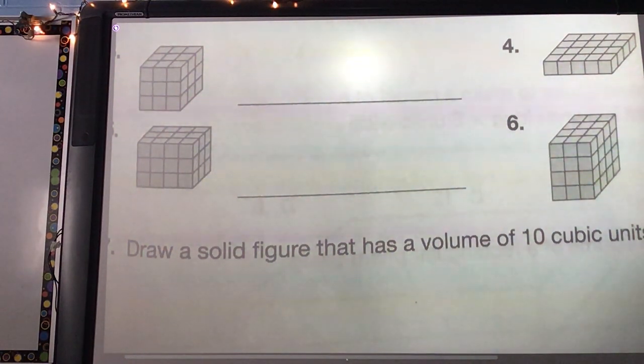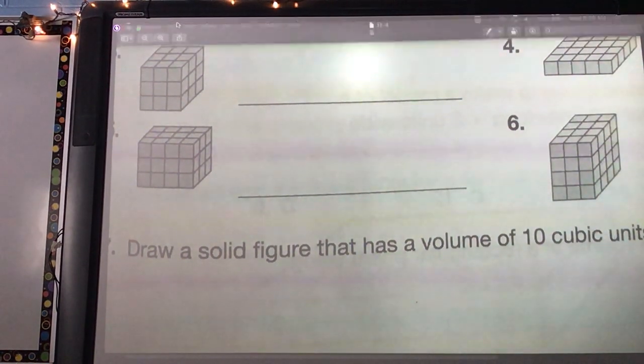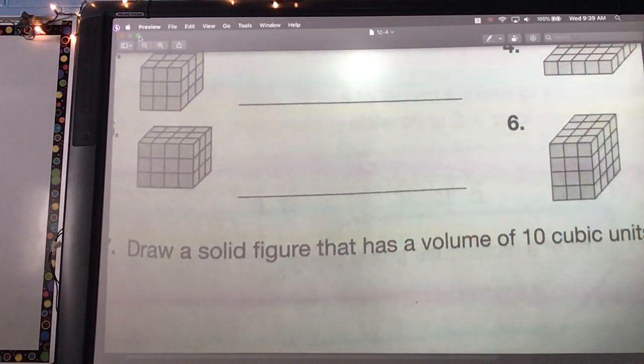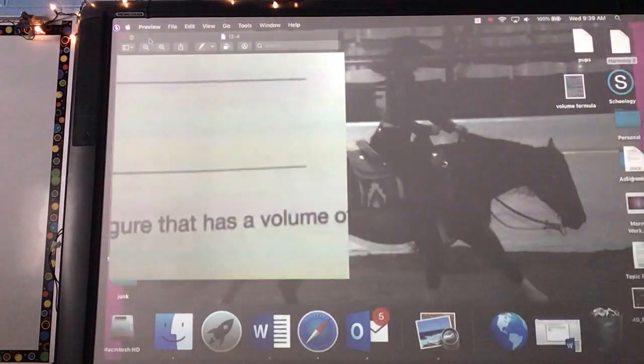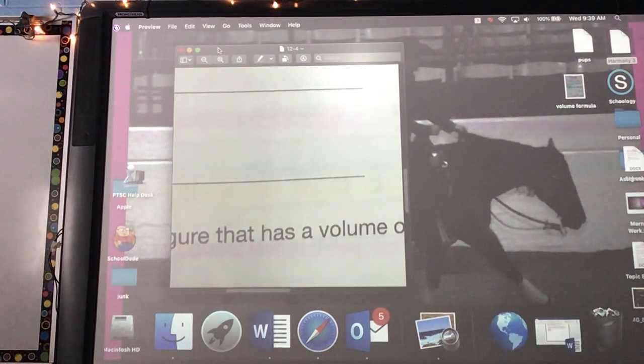All right, ladies and gentlemen, on Schoology, you have a worksheet called 12-4 where you are doing just this, finding the volume of these cubic unit solid figures. All right, do you guys have any questions? All right.